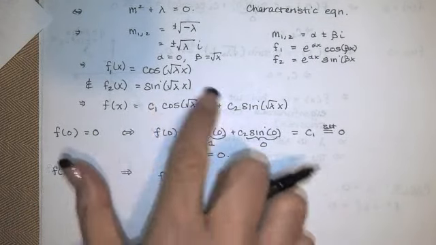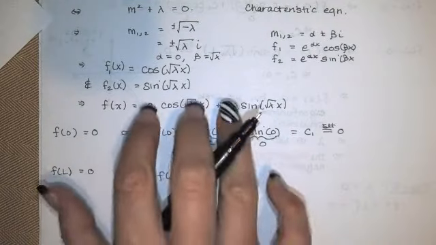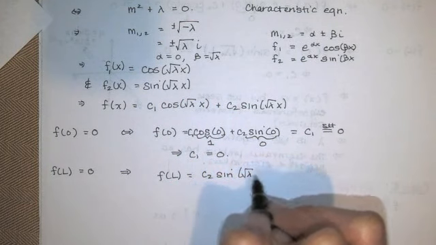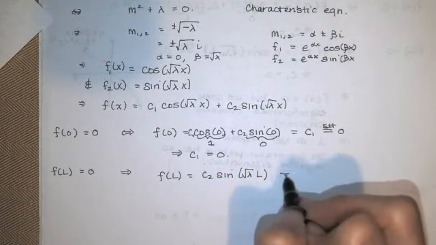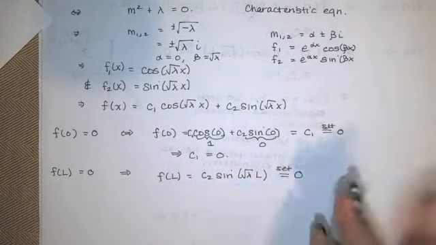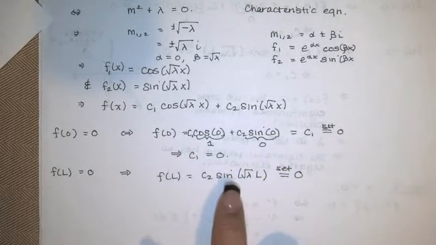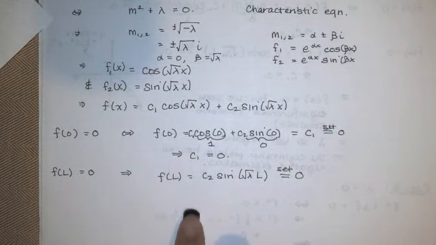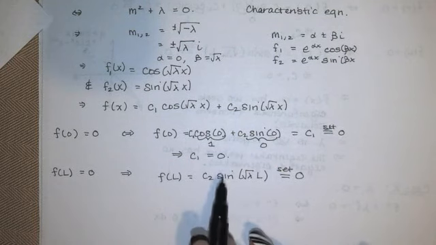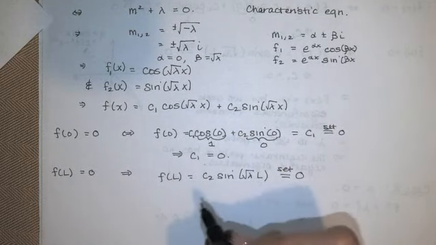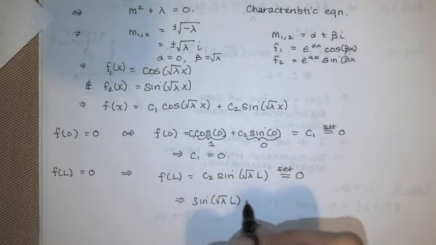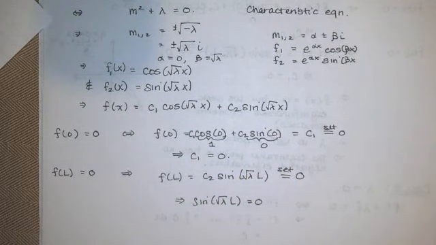Since C1 is equal to 0, I'm just going to leave that term off this time. So I've got 0 plus C2 times sine of the square root of lambda times L. Now this has to be equal to 0. Again, I've got a product. The only way this product equals 0 is if this equals 0 or this equals 0. Now, if C2 equals 0, we'd have a 0 function, and we are not interested in a 0 function. So that means that sine of the square root of lambda times L must be 0. That's the only way.